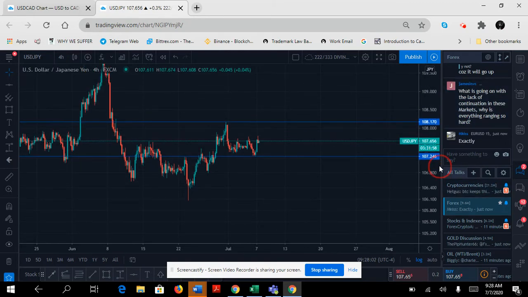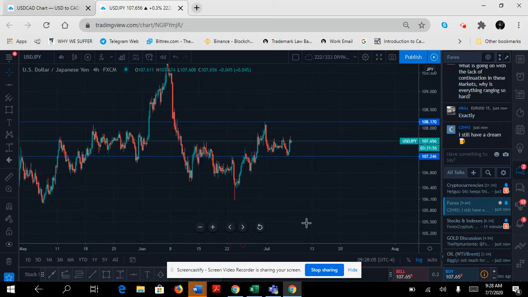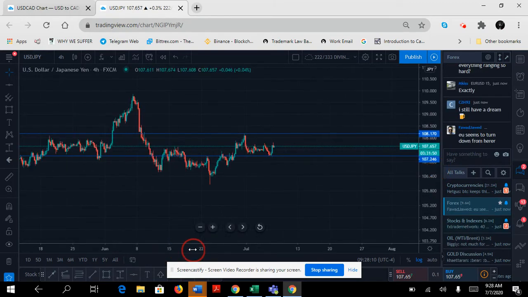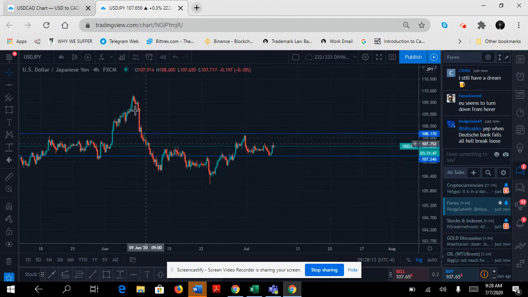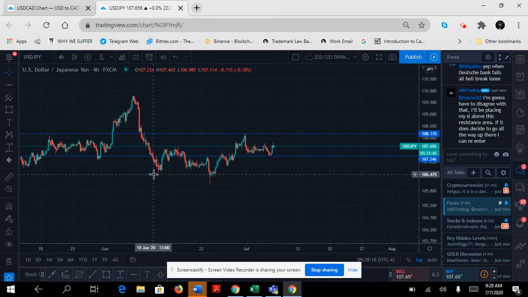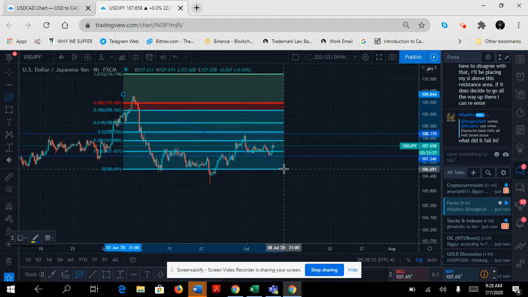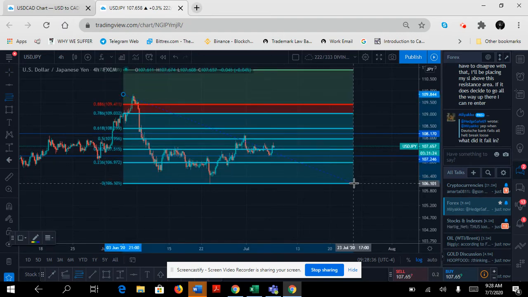So now we're on the 4-hour chart. Now it looks a little different on the 4-hour. We zoom out. We can clearly see that over here we have a nice impulsive bearish move to the downside back in June. So the JPY was very strong. And now we're in a correction. So let's see how much we've corrected. All right, we've corrected 50%.